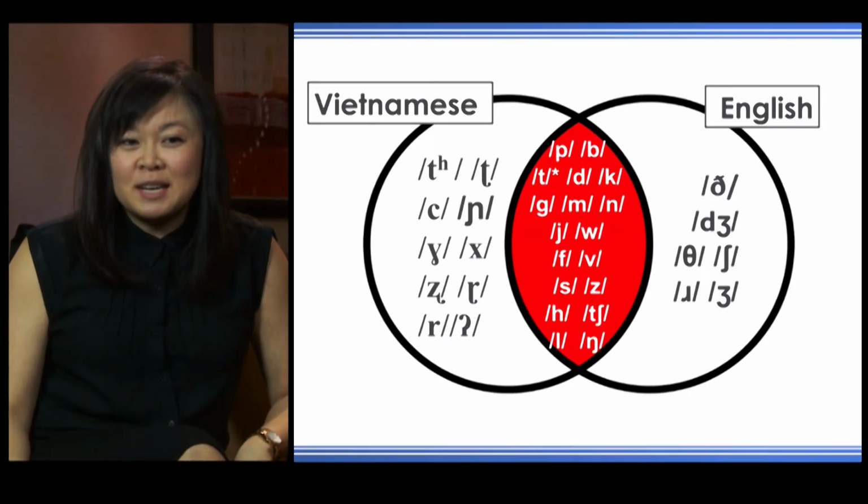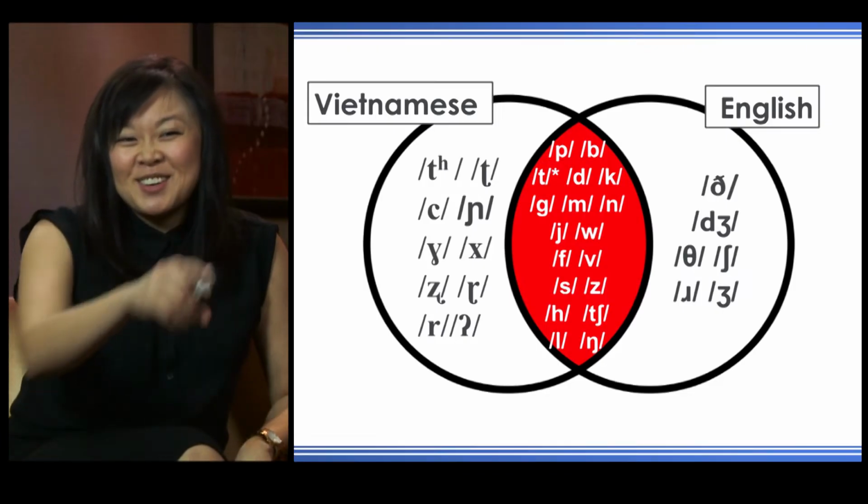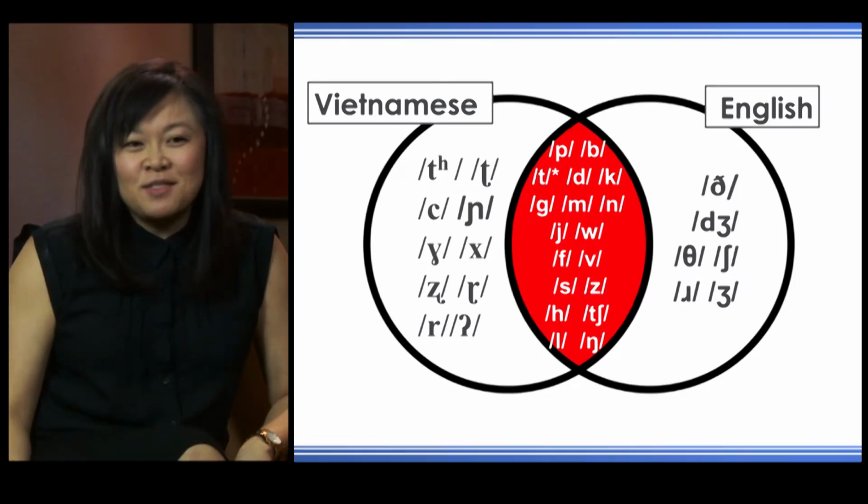Here's an example for Vietnamese. This is interesting to me. So on the left-hand side are sounds that just exist in Vietnamese. One example that I always think about is the number 9, kin.